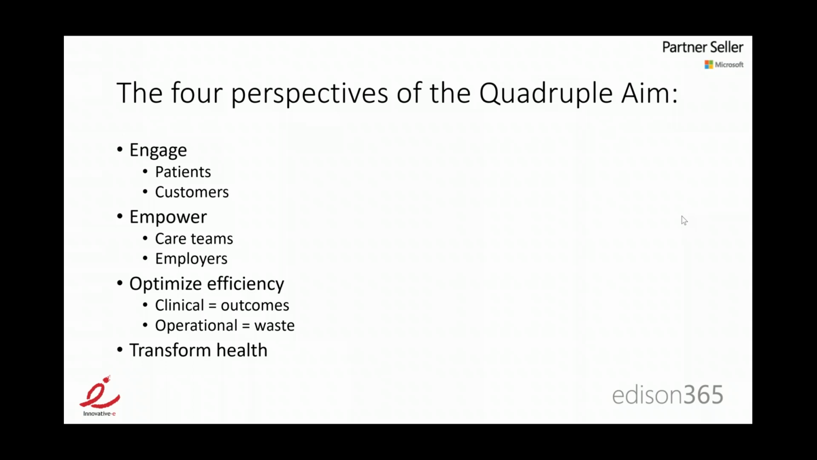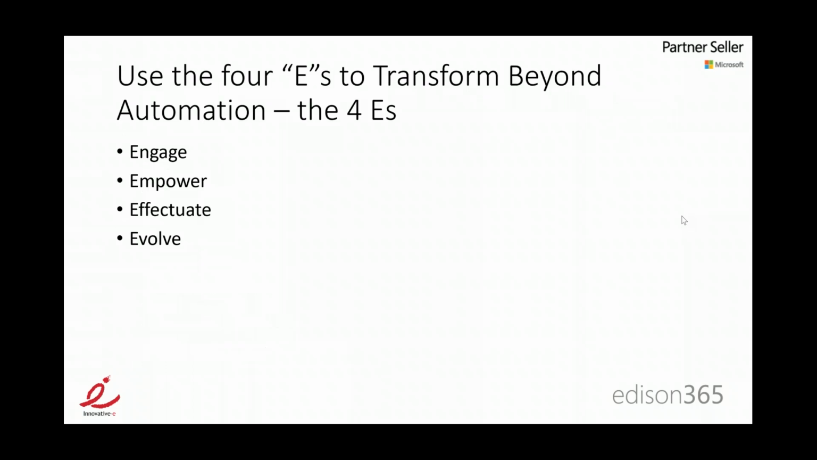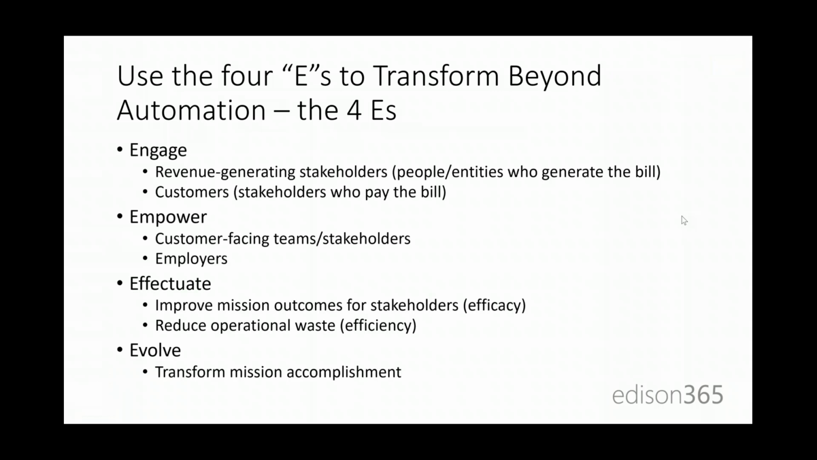So those 4 perspectives of engagement, empowerment, efficiency, and transforming the mission lend themselves to something called the 4 E's. If you want to transform beyond automation, you want to move to understand the engagement from a revenue generating perspective and from the people who actually pay the bills. You want to take a look at how you empower the customer-facing teams as well as the internal teams and the management side. How do you effectuate change? Again, we were looking for E's here.